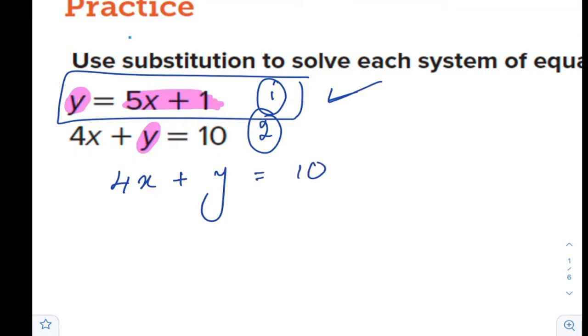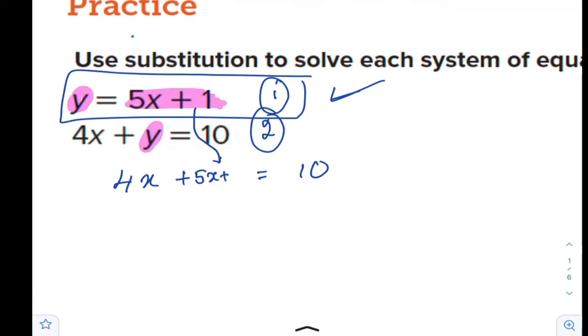All you need is to replace the y and put the expression 5x plus 1 into brackets, because sometimes you need to multiply or subtract before you proceed. Now you have an equation with one variable.